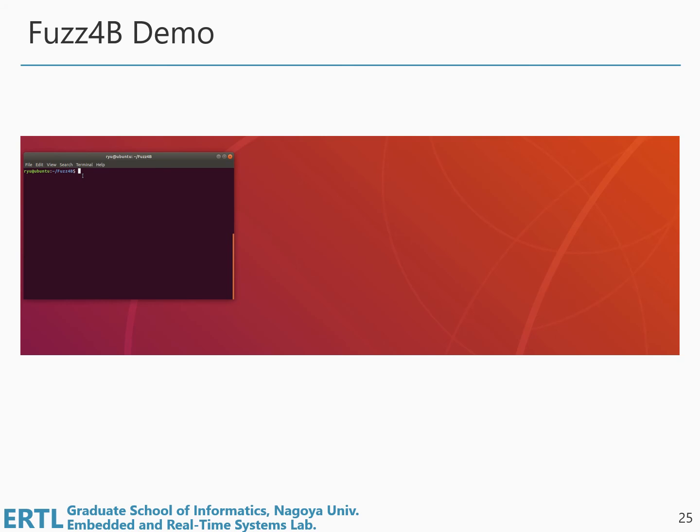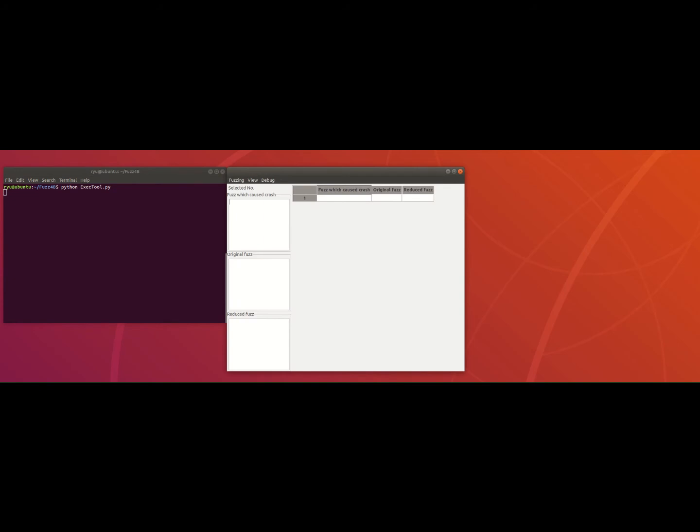Now, let's take a look at the demonstration of Fuzz4B. The user invokes Fuzz4B by executing a Python program. AFL is a CUI-based tool, so Fuzz4B provides its GUI for novices. This is the startup window of Fuzz4B. This window has three menus: Fuzzing, View, and Debug.